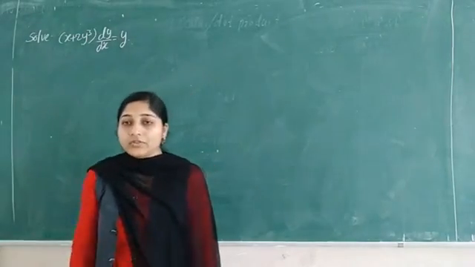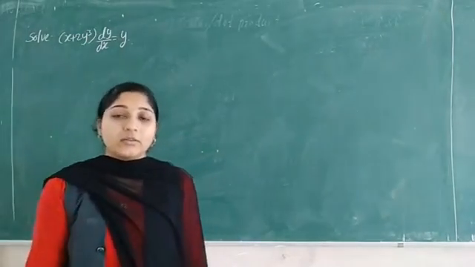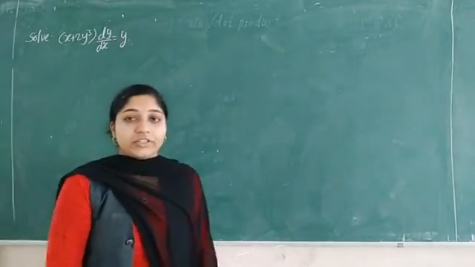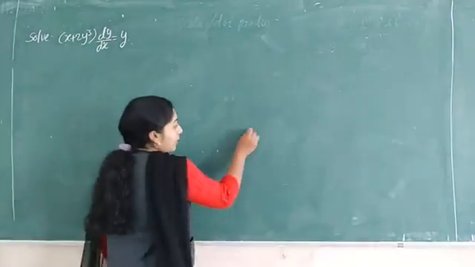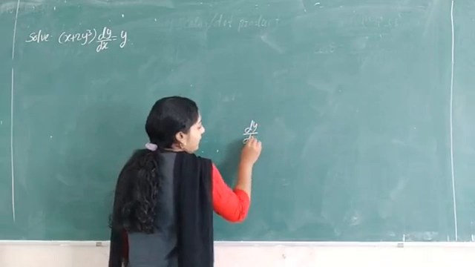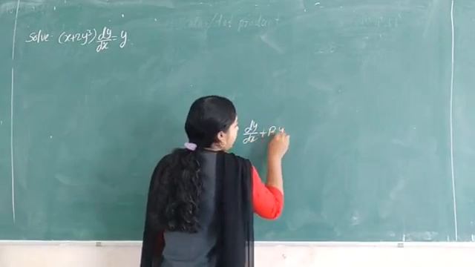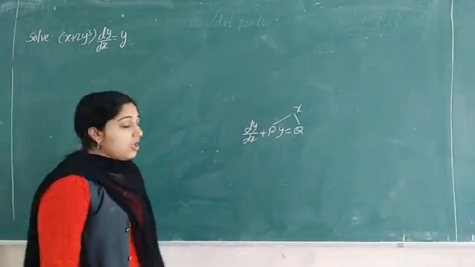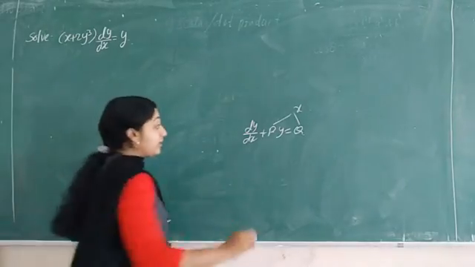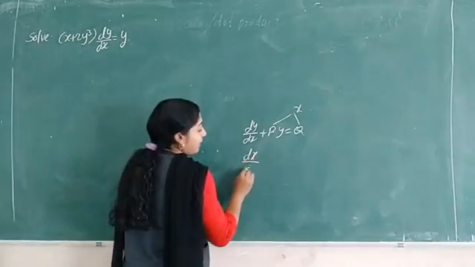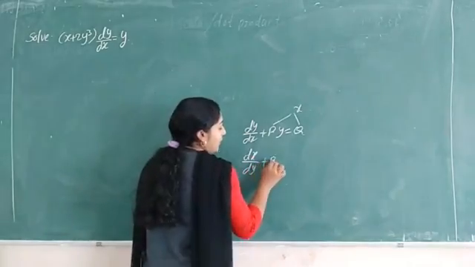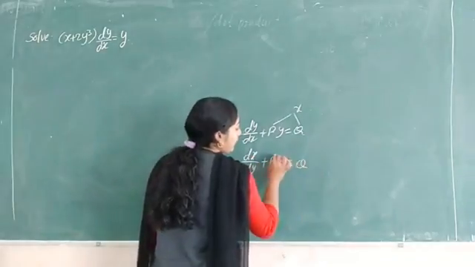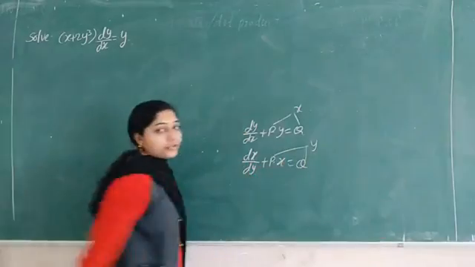Hello all. So in the last class we have seen the problems dependent on the linear differential equation if it is in the form of dy by dx plus py is equal to q, where p and q are functions of x. Now in this class we will see if it is in the form of dx by dy plus p into x is equal to q, and here p and q are functions of y.